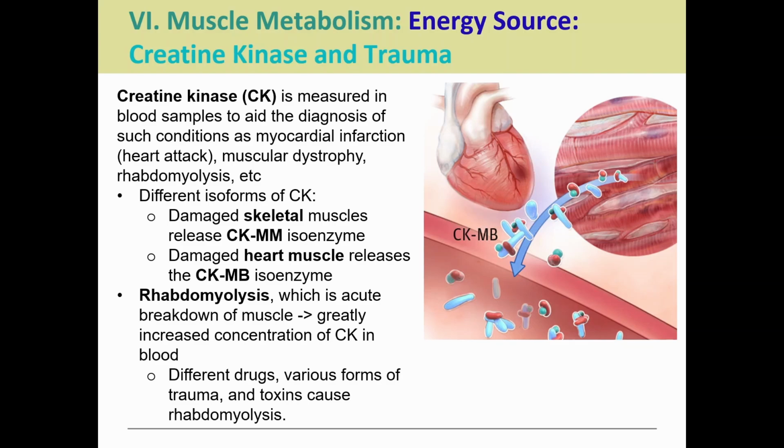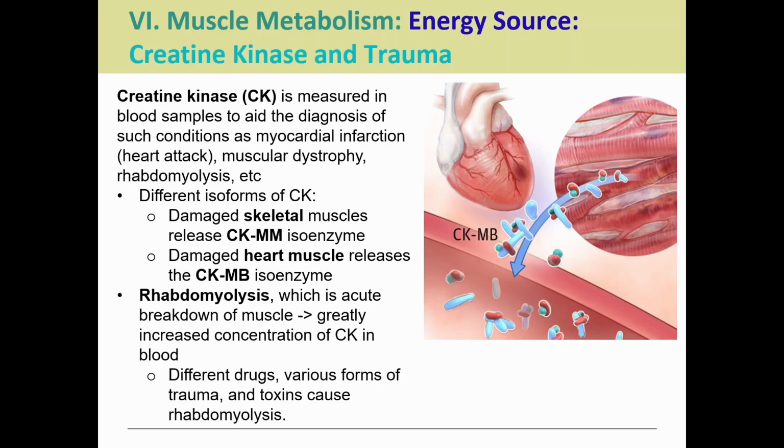Creatine kinase, we can look at this and find this in the blood, basically to see if someone is having certain conditions, like if they're having a heart attack, if they have muscular dystrophy, rhabdomyolysis, which is a dangerous breakdown of muscle condition. So when we find creatine kinase in the blood, this tells us that we probably have damaged muscles, because some of the forms of creatine kinase can be released. Like CKMM is going to be released by skeletal muscles when they get damaged too much. And then CKMB gets released by heart muscles, right?